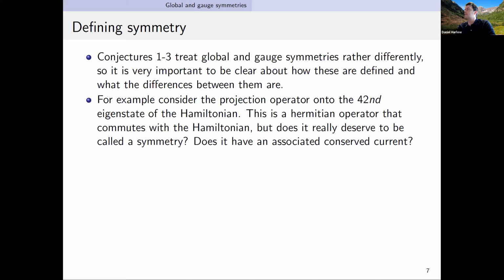But on the other hand, this is a pretty silly symmetry, right? Probably doesn't really deserve to be called a symmetry. In particular, in quantum field theory, this symmetry probably doesn't have a conserved current associated with it. So this is somehow a kind of fake symmetry, a symmetry that's not really a useful symmetry.